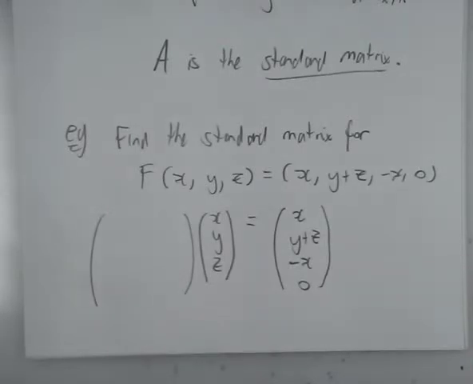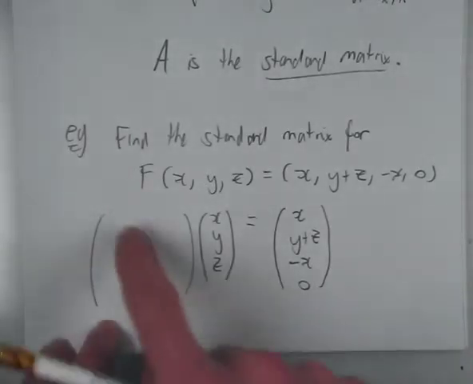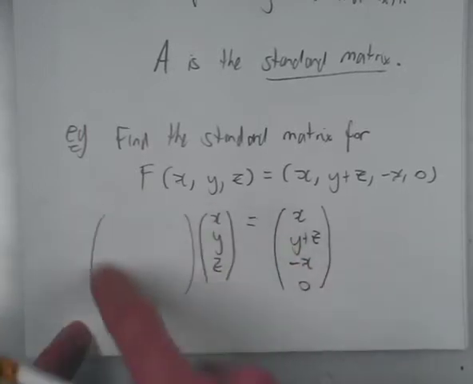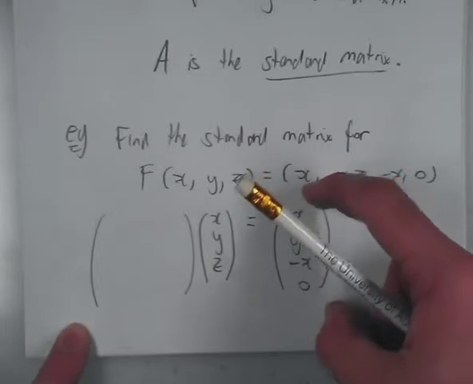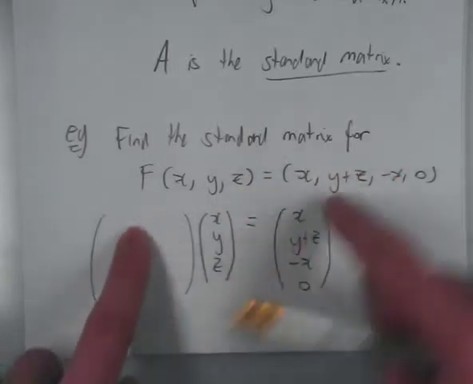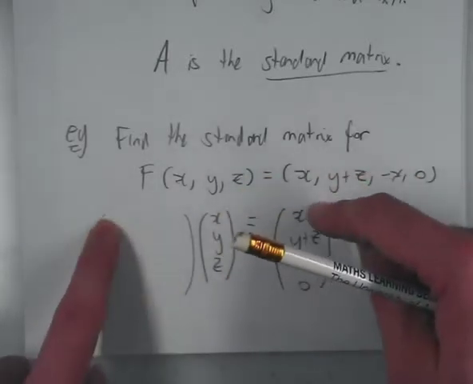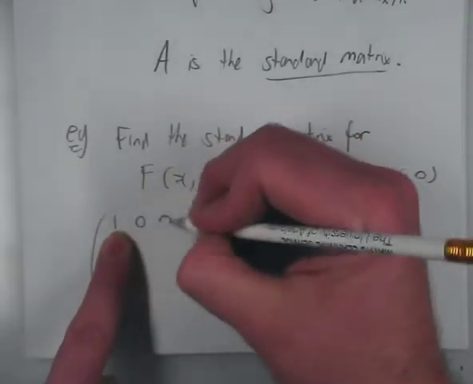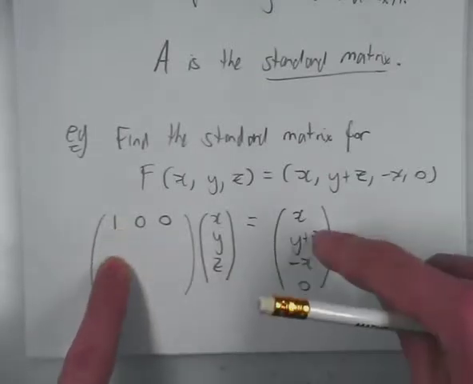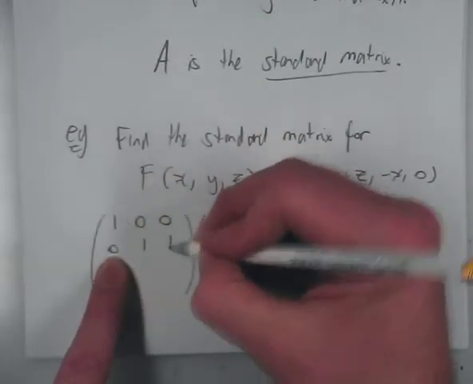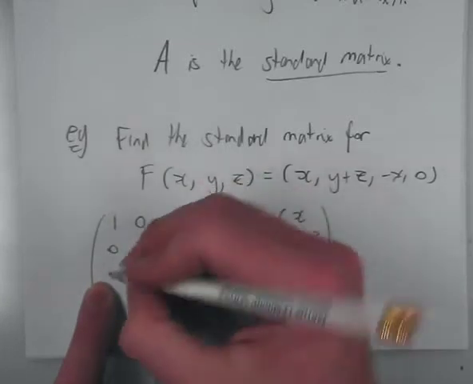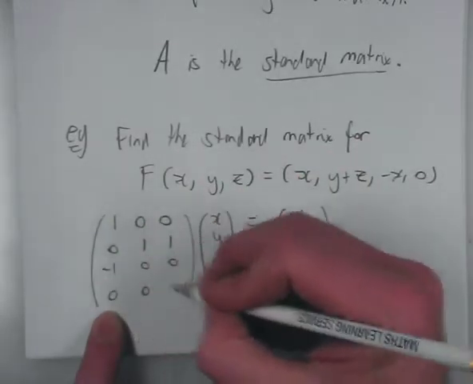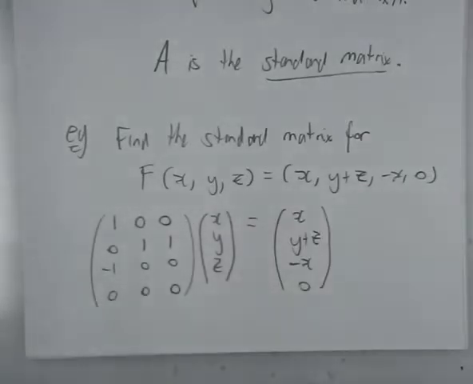So in order for the sizes of the matrices to work out, I need to have 3 columns here so that I can multiply by it like that, and I need to have 4 rows so that the answer comes out to have 4. So let's see. This first coordinate here will be produced by going that row times that column. So it has 1 x and no y's and no z's. And this second coordinate has no x's and 1 y and 1 z. And the third coordinate has minus 1 x and no y's and no z's, and the last coordinate has nothing at all. There is my standard matrix.